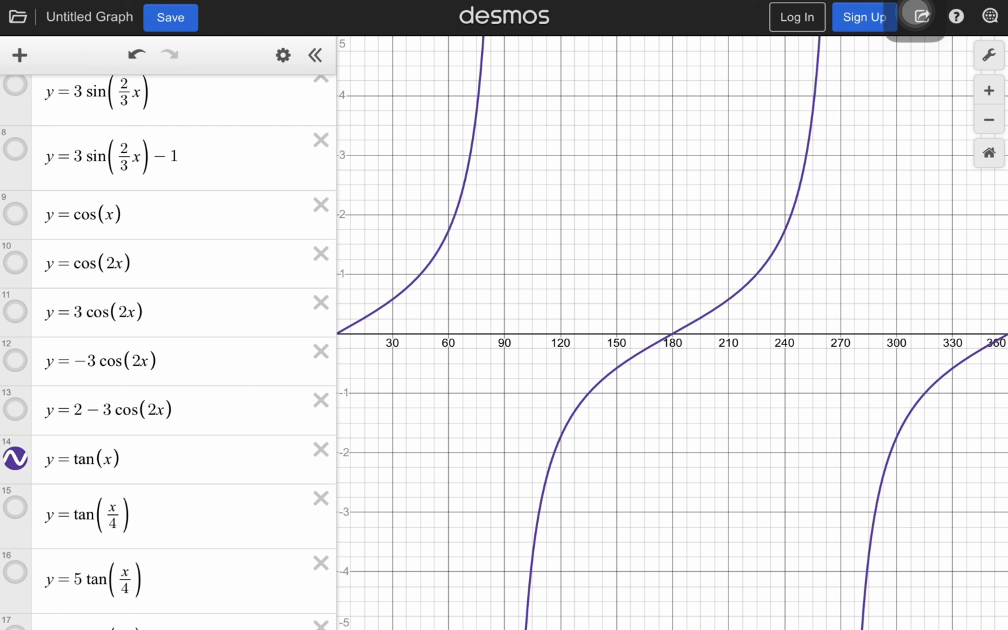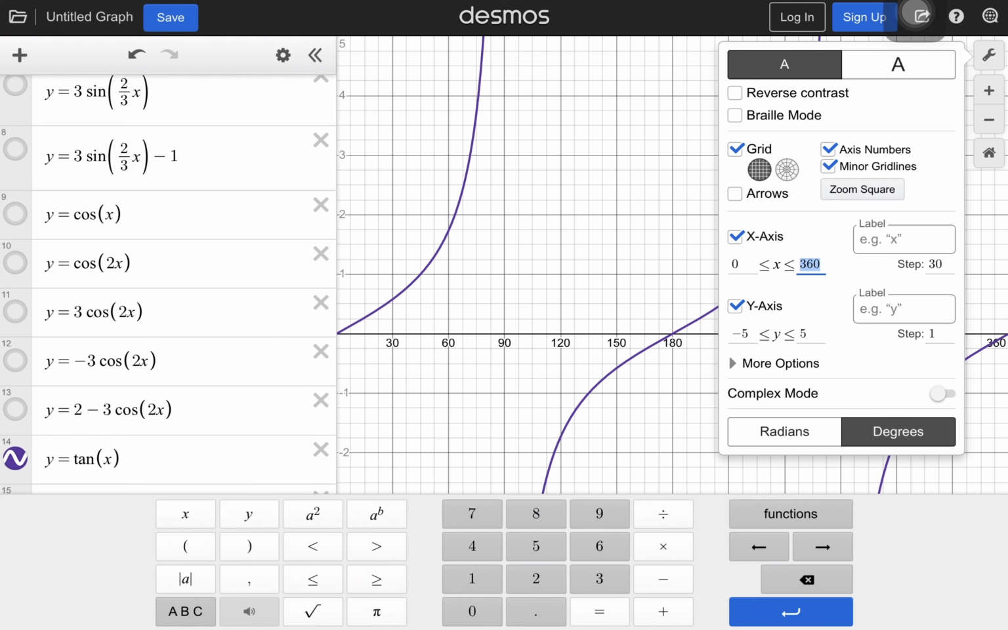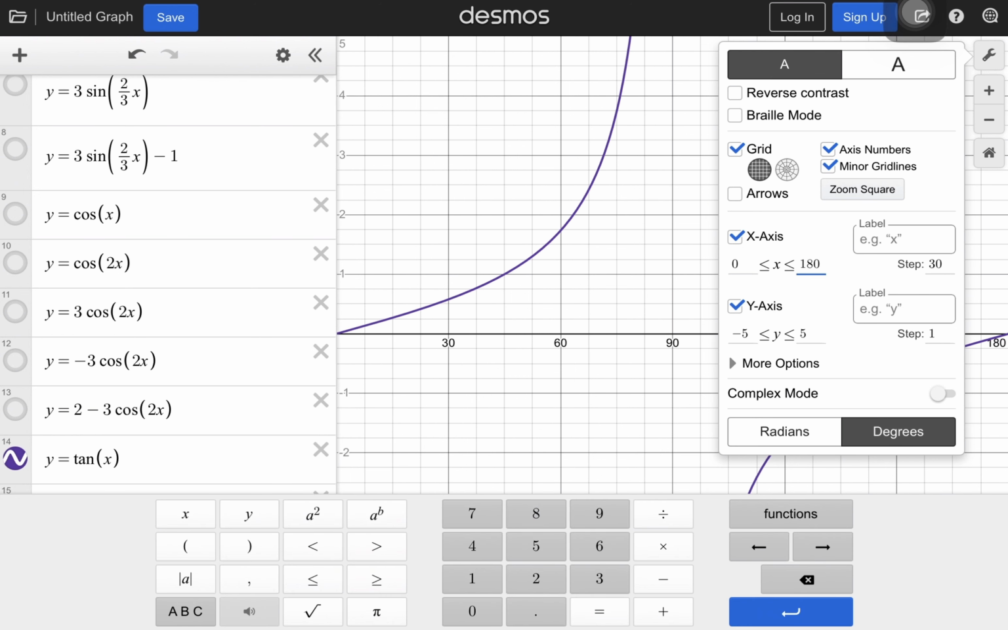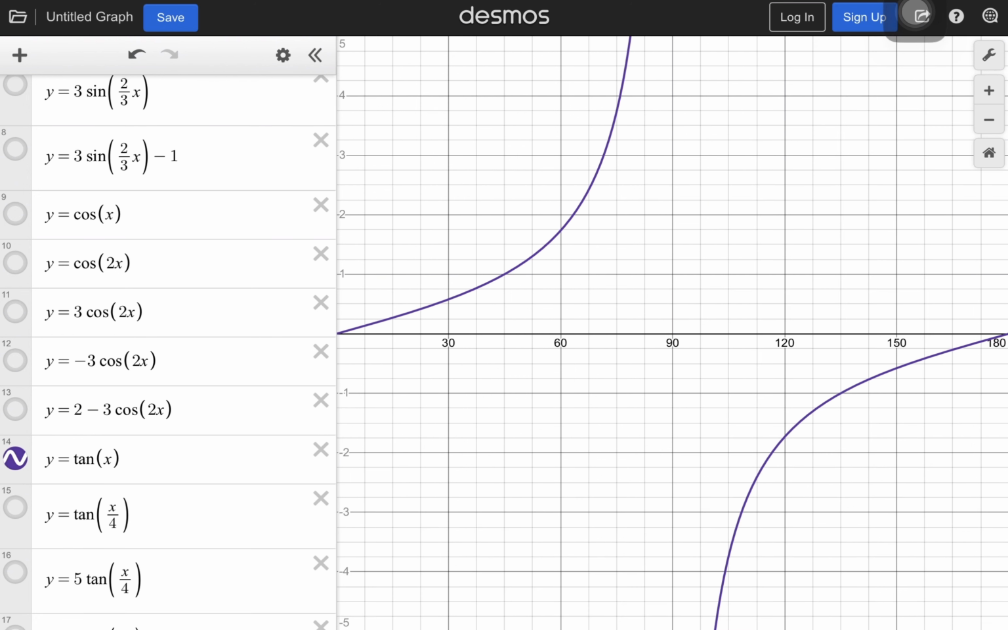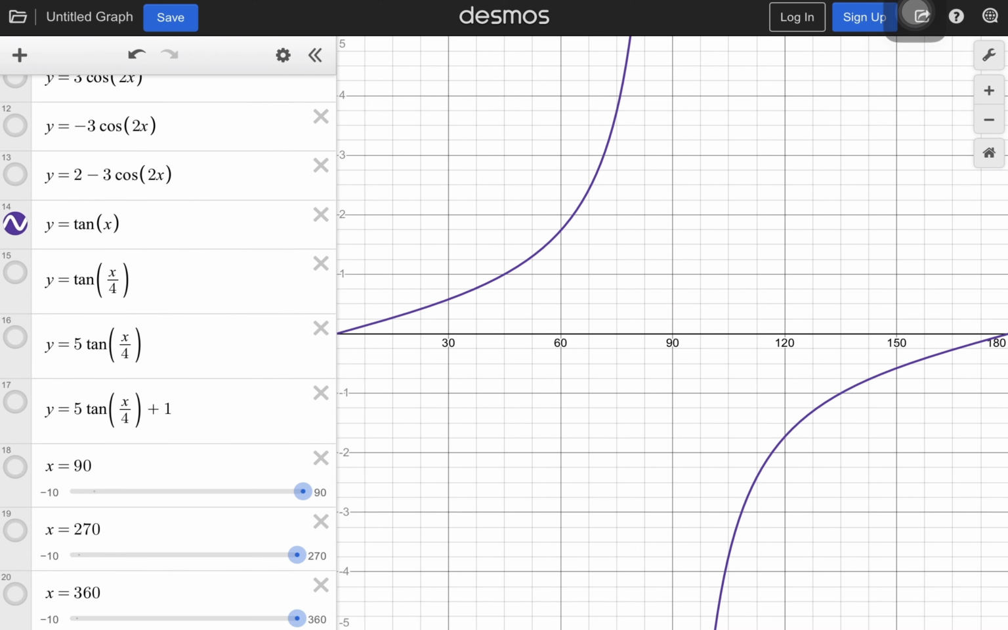Now let's look at the tangent function. Start with y equals tan x. This graph is different from sine and cosine. It does not have a maximum or minimum, and it has vertical asymptotes. The period of tangent is 180 degrees or pi. The asymptotes occur at 90 degrees. That 90 degrees is actually half of the distance from 0 to 180, which is 90.